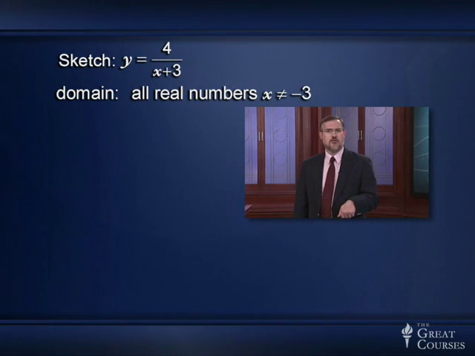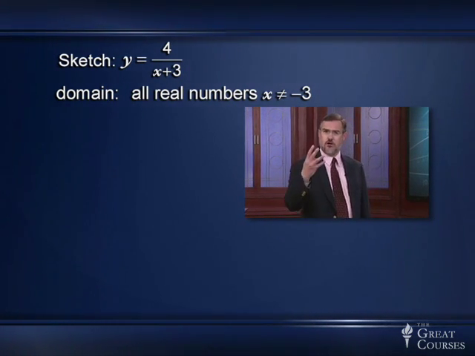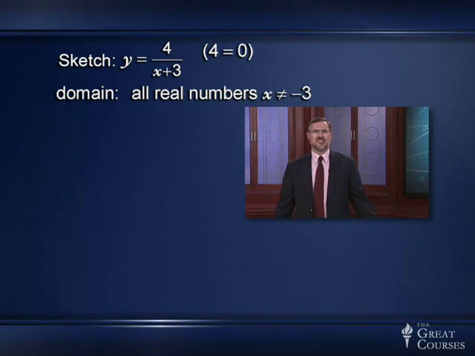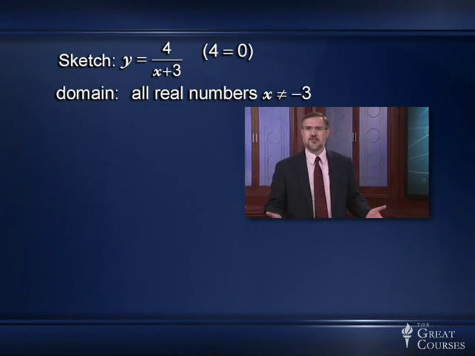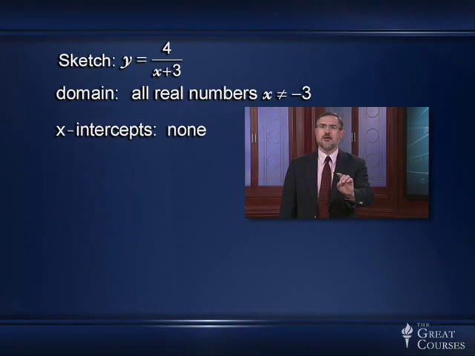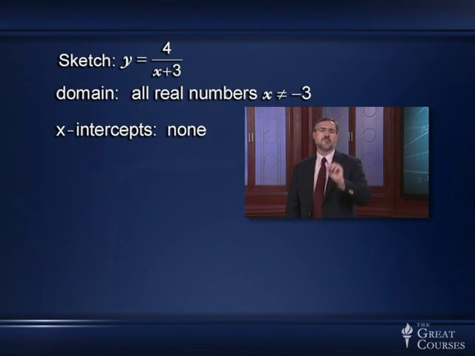Well, in this example, all you're going to set equal to 0 then is 4, because the numerator is equal to 4. So you're looking at the equation 4 equals 0. Well, is that ever true at all? Absolutely not. There are no values of x which are going to make 4 equal to 0. So that means in this example, there are no x-intercepts for the graph. It's never going to cross the x-axis.